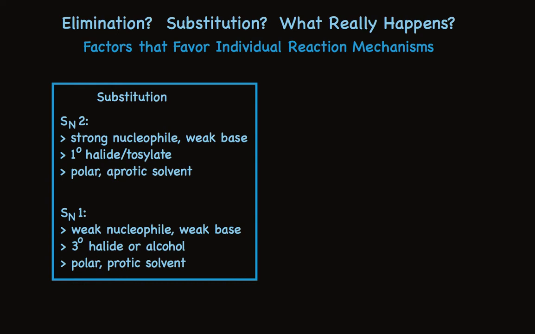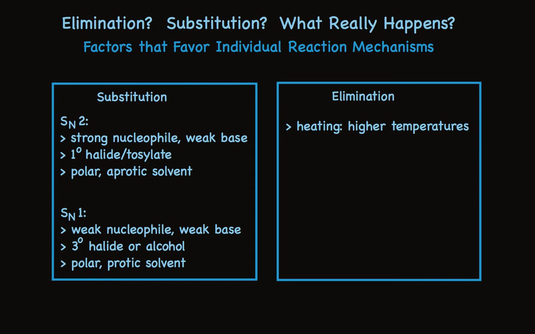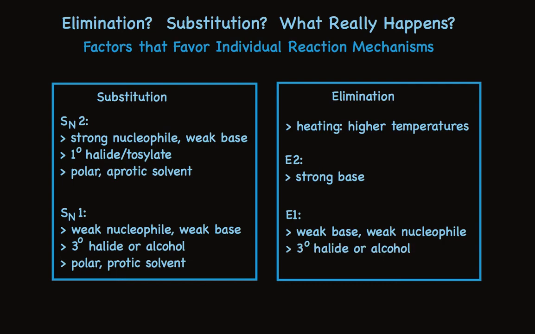As well, there are just a few characteristics that strongly favor elimination. First and foremost, heating, using higher temperatures, strongly favors elimination reactions. Regarding reaction mechanisms, the E2 reaction is favored by a strong base, and the E1 reaction is favored by a weak base, weak nucleophile, tertiary halides or alcohols, and use of polar protic solvents.